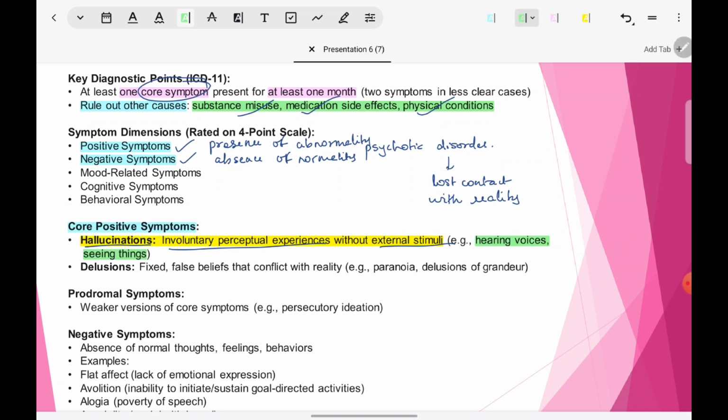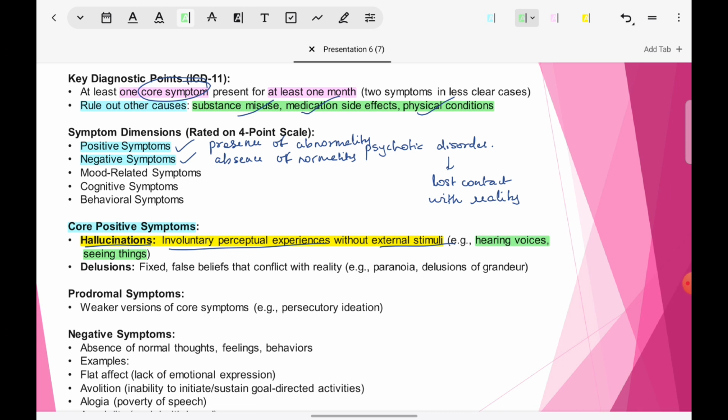Another example is seeing things. A schizophrenic might insist that in their own room, in their home, they can see a lion or a tiger in front of them. And they might be very scared looking at that. No one else can see the lion or tiger because there is none. Yet the individual can see it. That's why it's a hallucination.